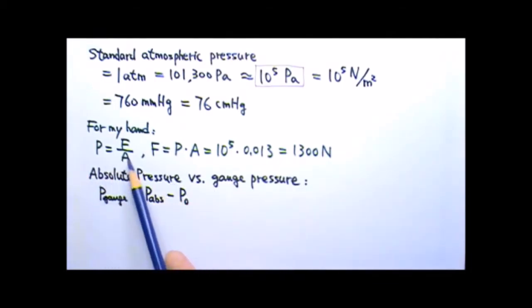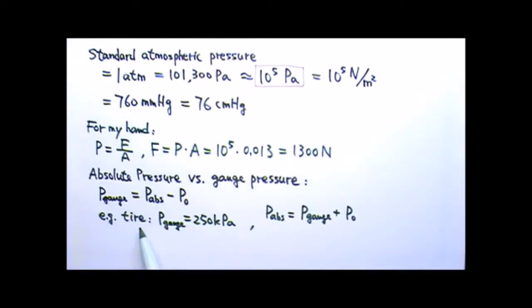There are absolute pressure and gauge pressure. The absolute pressure is the real pressure. So if it says pressure, it means absolute pressure. Gauge pressure is the absolute pressure minus the atmospheric pressure. We usually use P sub O, P0, for atmospheric pressure. So gauge pressure is like the extra pressure above the atmospheric pressure. For example, if we inflate a tire to a gauge pressure of 250 kilopascals, it means the pressure inside the tire is 250 kilopascals more than the atmospheric pressure.